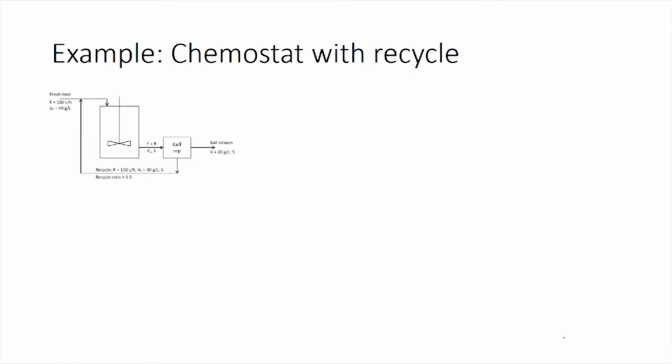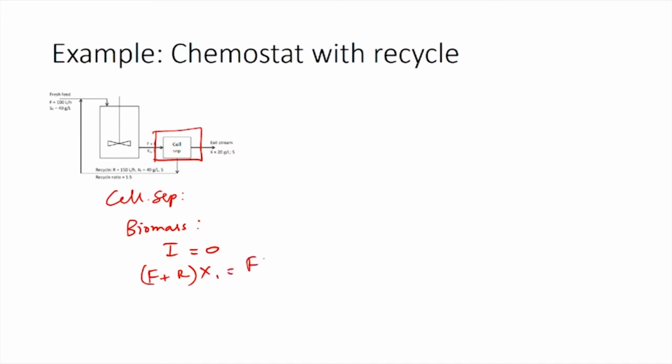For getting the information about the biomass concentration in the stream leaving the chemostat, we have to choose the cell separator as the system for writing the balance equations. Let us take the cell separator as the system of interest. For the cell separator, let us write a balance equation for biomass. The biomass balance for a cell separator would be input equals output. So, input is F plus R times x1 and your output would be F times x plus R times xr.